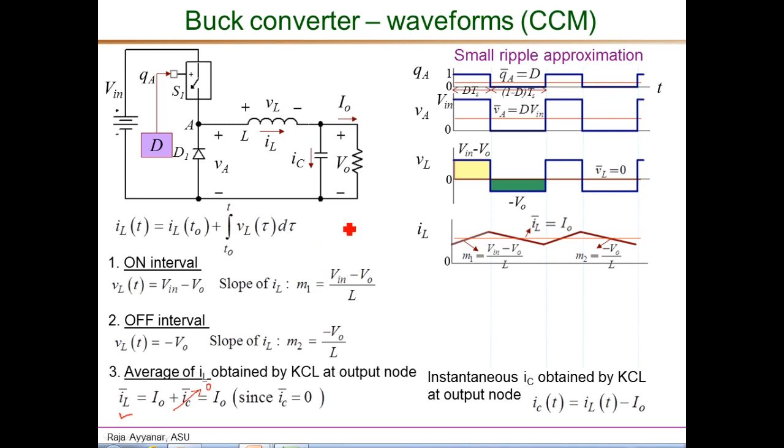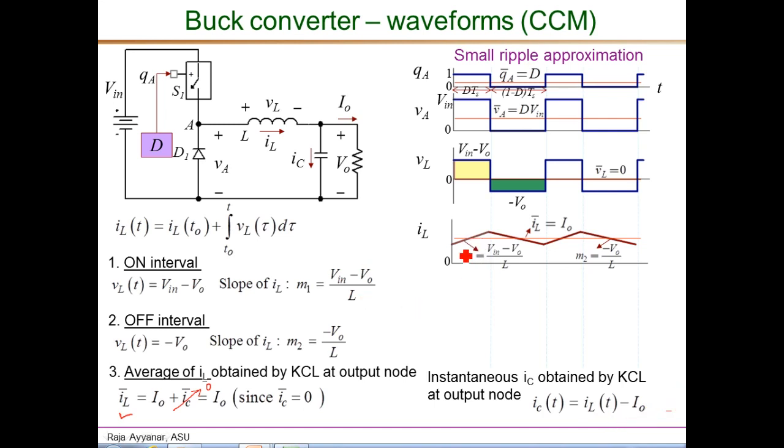The next waveform that we will be analyzing is that of the current through the output capacitance IC. We want the instantaneous current. We know that the average of this current is 0, but we want to draw the instantaneous current through the capacitance. To obtain this waveform, we can use the KCL again at the same output node, but in this case KCL in an instantaneous sense. So therefore IC instantaneously is equal to IL minus IO from KCL at this node, or as shown here, IC of t is IL of t instantaneous minus the load current.